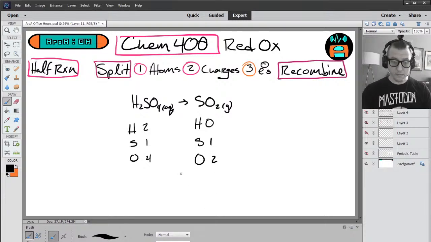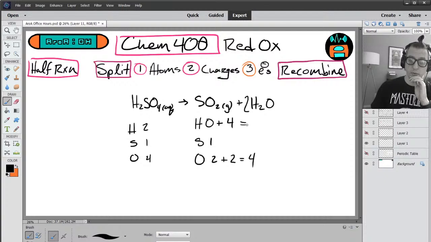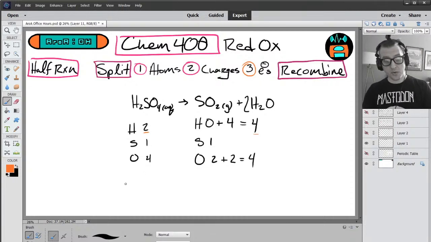Now, step number 1, whenever you are balancing a redox reaction and oxygen's out of whack, you balance your oxygen count with the addition of water. So we're going to add H2O to our product side, and we need to add 2 water molecules so that we get a total of 4 oxygen on the product side. The addition of our 2 water molecules also adds hydrogen, so we're adding 4 hydrogen to the mix, and now our hydrogen count is out of whack. We have 4 on our reactant side, but only 2 on our product side.